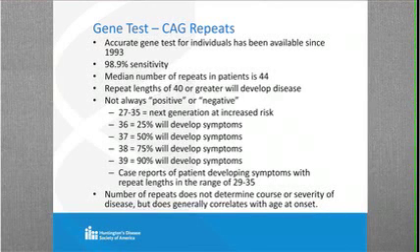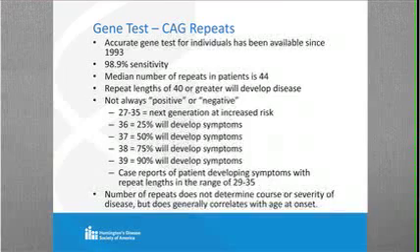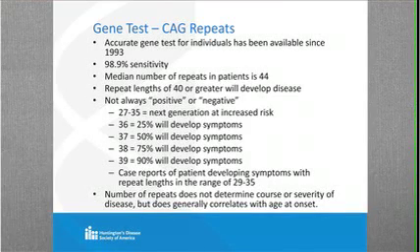Similarly, 37 repeats, 50% will develop the disease, 38 repeats, 75% will develop symptoms, and 39 repeats, 90% or more will develop symptoms. There are case reports, so really just a handful of people that have developed symptoms in the repeat length range of 29 to 35, but it's exceedingly rare and is really in the mutable range or the indeterminate range.